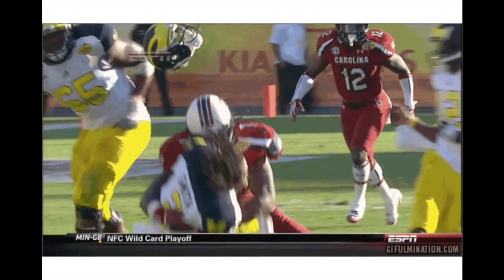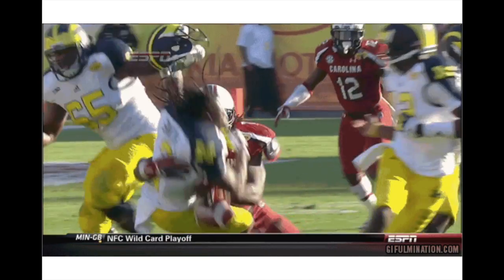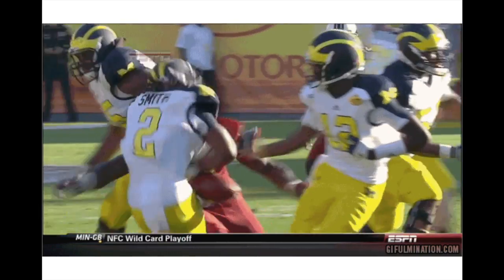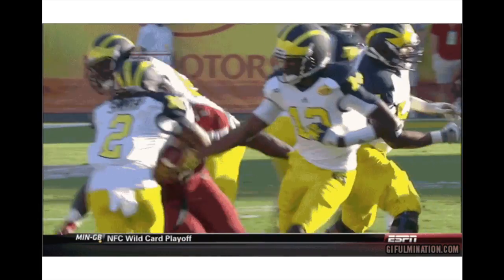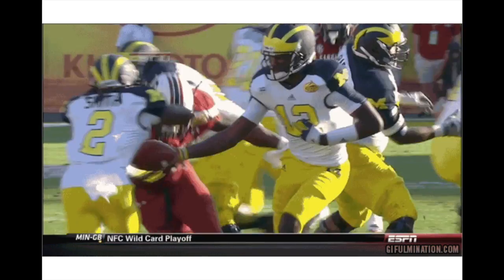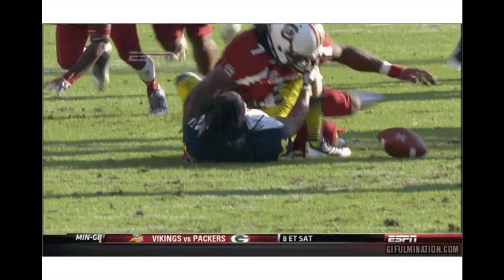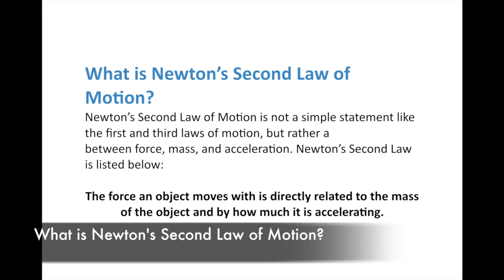And what we're going to look at in this lesson is how Newton's second law tells us how much force an object has, how fast it's going, how much mass, how much acceleration, and any of that stuff. As you can see right here, Jadeveon Clowney has plenty of force as he hits that poor guy from Michigan. Okay, so let's go ahead and get into this.